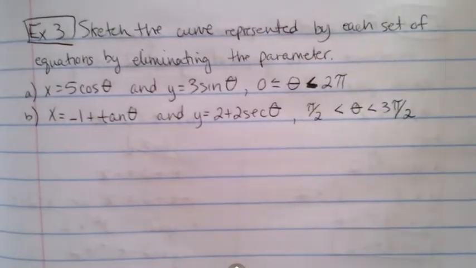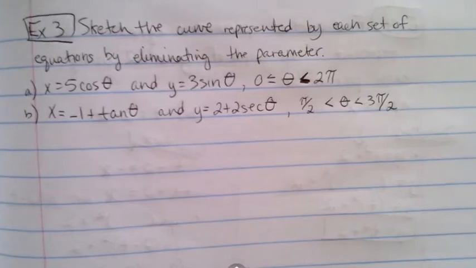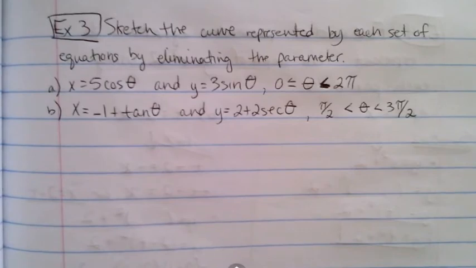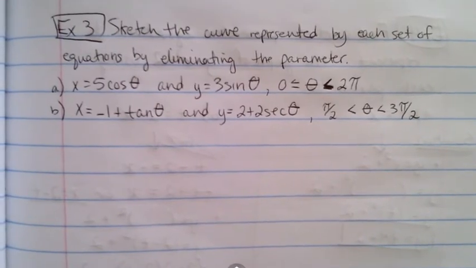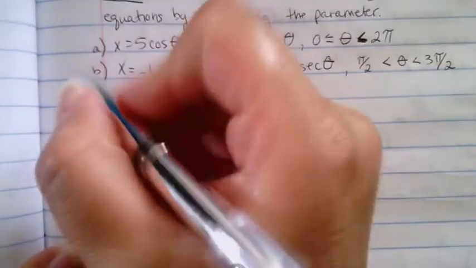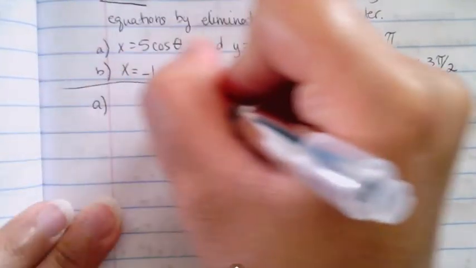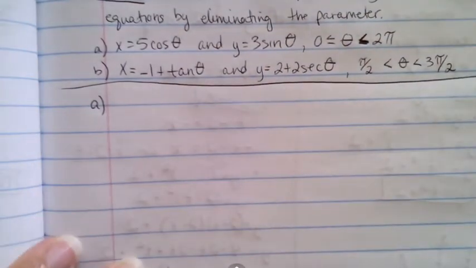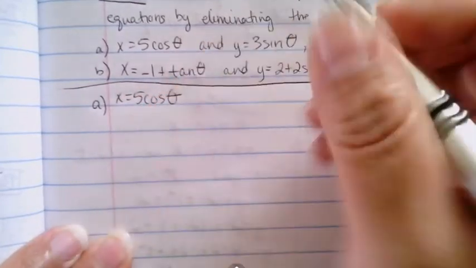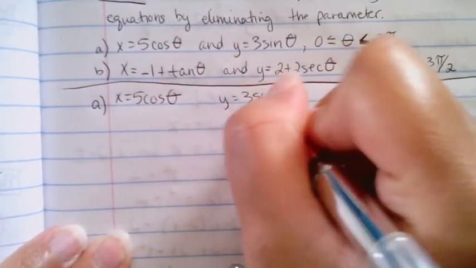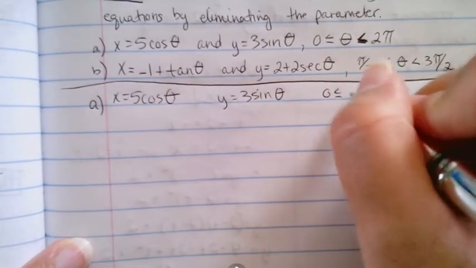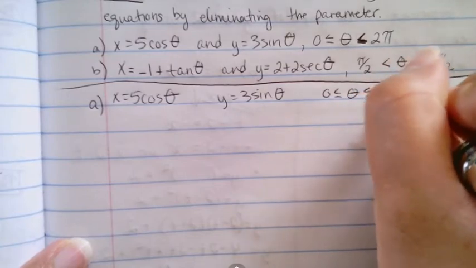Next example, we have example number 3. Sketch the curve represented by each set of equations by eliminating the parameter. And then we have 2 examples. Notice for this one, we actually have some thetas, so we're going to use a little bit of trigonometry. I'm going to work with A first. I'm going to take these 2 equations, x equals 5 cosine of theta and y equals 3 sine of theta. And don't forget we do have a restriction, so 0 less than theta less than or equal to 2 pi.